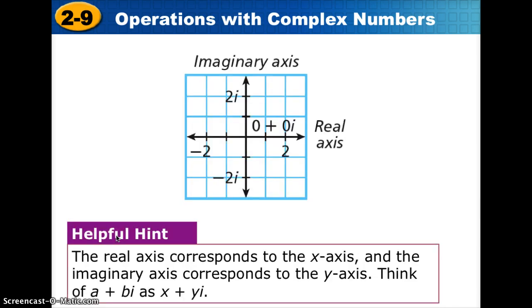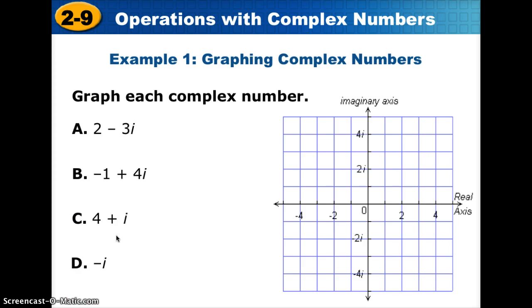So here's an example of what the grid would look like. And you can see we have the real axis and the imaginary axis, just as I described. And you can think of the complex number a plus bi as x plus yi. Now, pause the video and try to graph each one of these four complex numbers in your class notes. Turn the video back on when you're ready to check your answers.